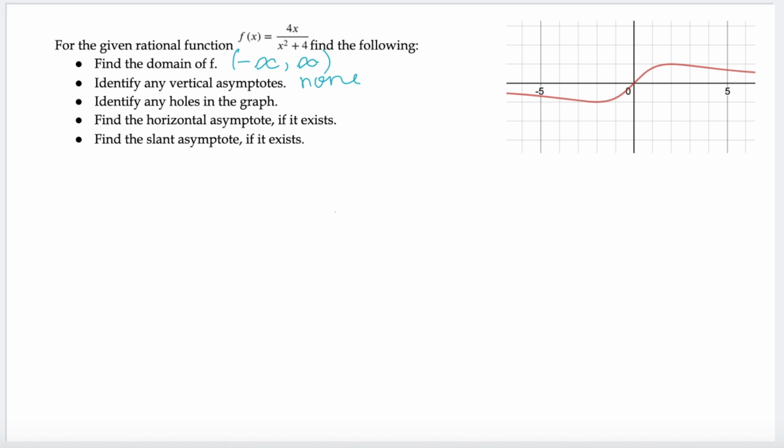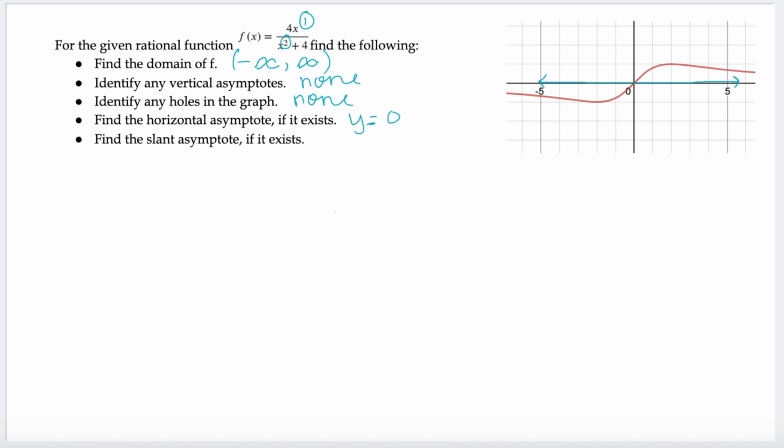Also, when I look at my numerator and denominator, I'm not canceling anything. There are no common factors that we're able to eliminate. So because of that, we will have no holes in our graph. When we're looking for a horizontal asymptote, here I have 1 which is less than 2. So when the degree of P is less than the degree of Q, y equals 0 will be the horizontal asymptote. So this line here, and we can even see that it's getting closer and closer to y equals 0.